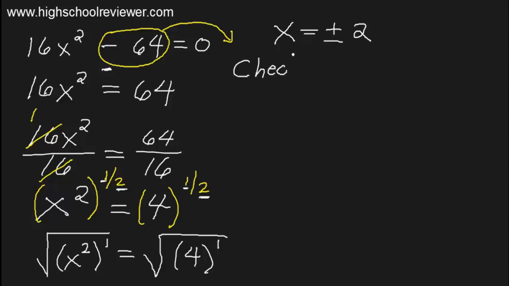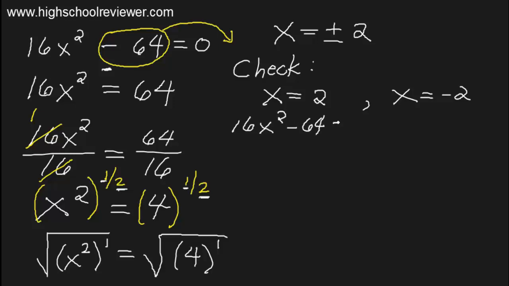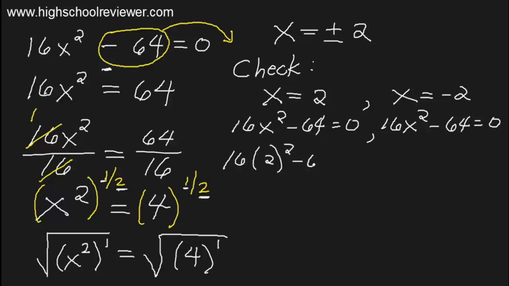Let us now check if our answers are correct. So our first value of x is positive 2. The second value of x is negative 2. Our equation is 16x squared minus 64 equals 0. We have here also 16x squared minus 64 equals 0. So our value for x is positive 2. This will be squared minus 64 equals 0. So we will also have here 16. Our value of x here is negative 2 raised to the power of 2 minus 64 equals 0.